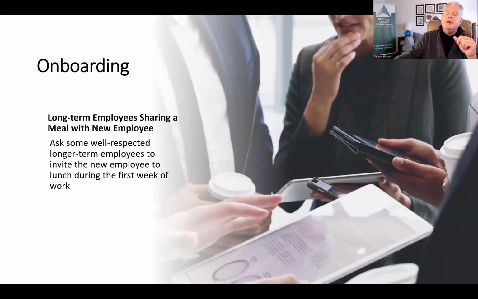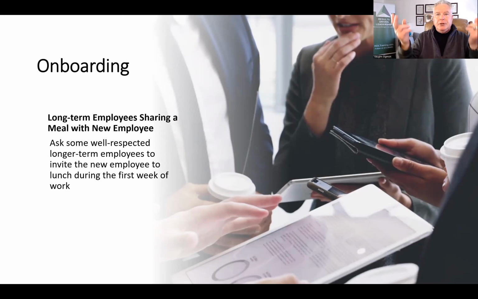Long-term employees sharing meals with new people. This is that other thing you want to schedule before this new employee starts. You know who your positive influencers are within your organization. Schedule two or three lunches with these individuals and your new employee over the first couple of weeks. Again, you're indoctrinating them in a positive way with the positive influencers within your organization. And now they're making friends with the right people.